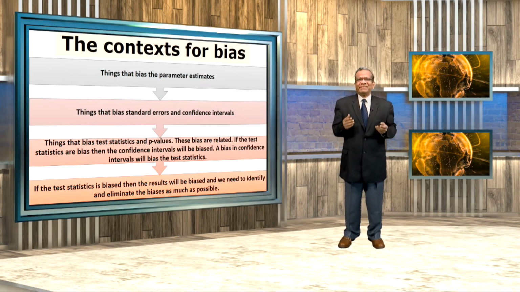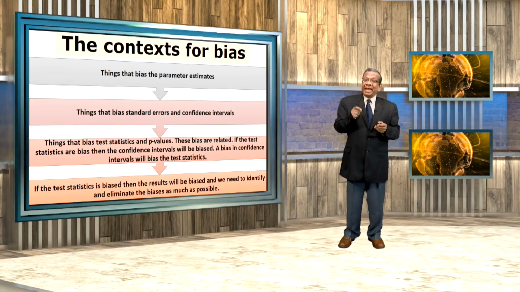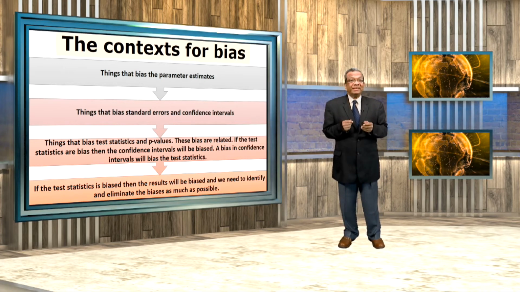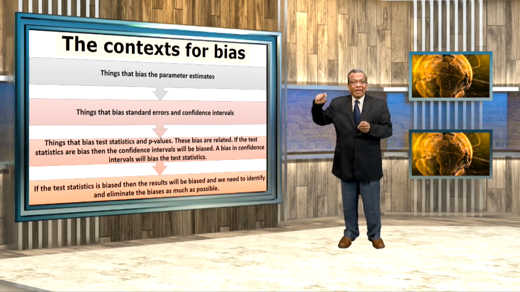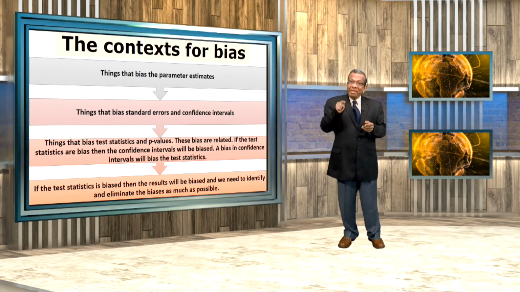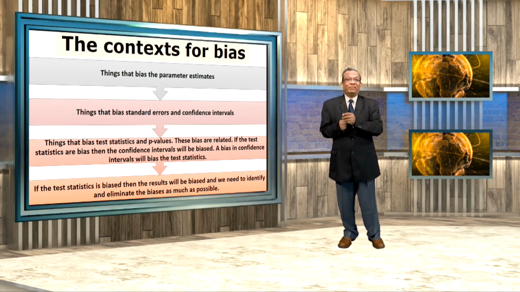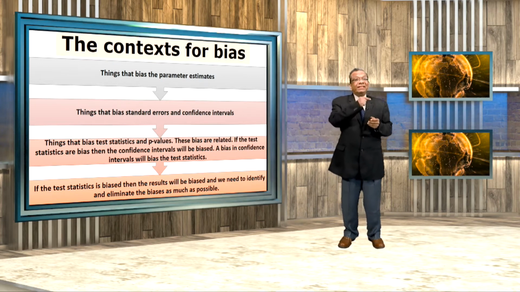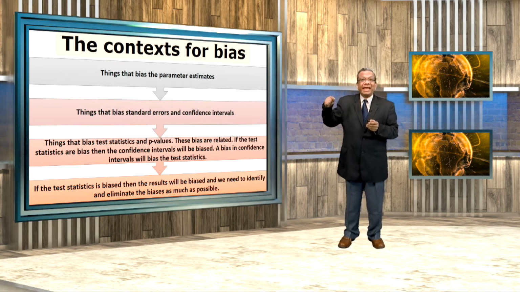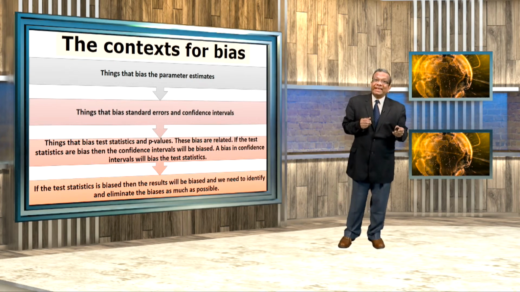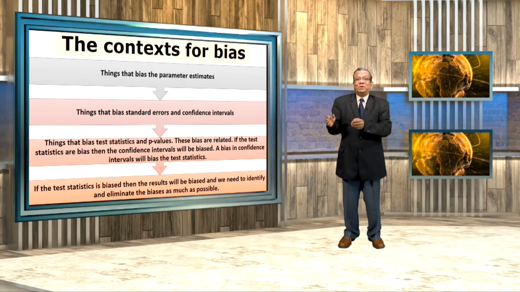Now, what are all the contexts under which these biases arise? The biases may arise in the parameter estimates. Therefore, when we are looking at the population parameters, there may be a chance for bias entering there. Things that bias standard error and confidence interval: if the sampling distribution and the standard error are not estimated properly and bias enters there, you are likely to have biases in this area. Things that bias test statistics and p-values.